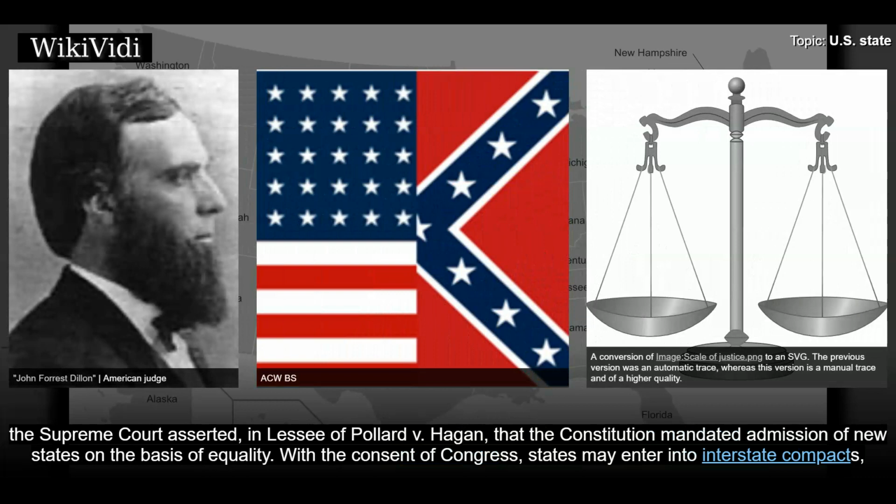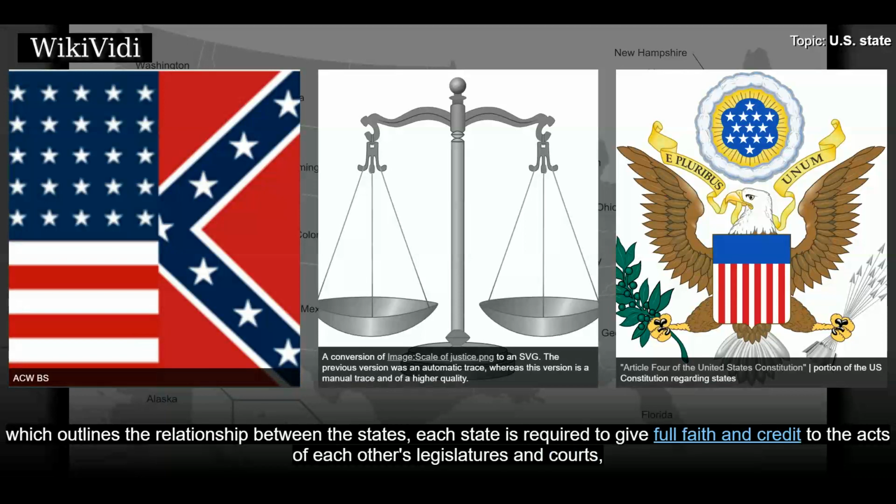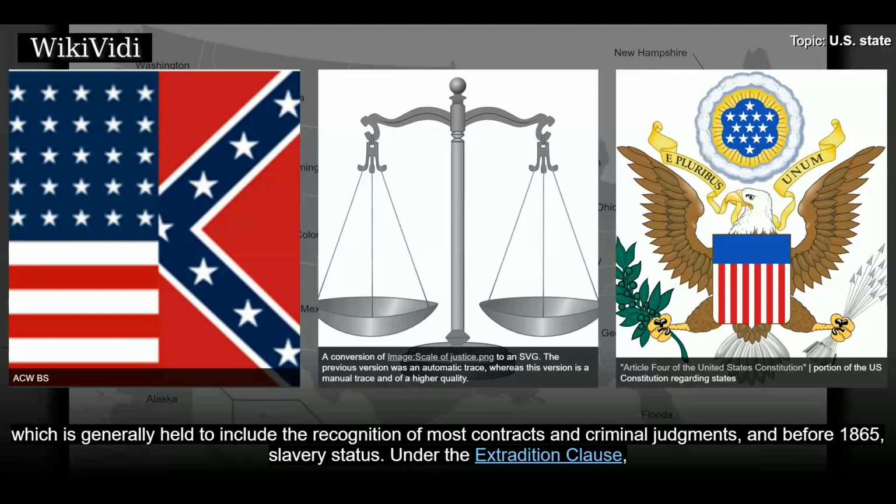With the consent of Congress, states may enter into interstate compacts, agreements between 2 or more states. Compacts are frequently used to manage a shared resource, such as transportation infrastructure or water rights. Under Article 4 of the Constitution, which outlines the relationship between the states, each state is required to give full faith and credit to the acts of each other's legislatures and courts, which is generally held to include the recognition of most contracts and criminal judgments, and before 1865, slavery status.